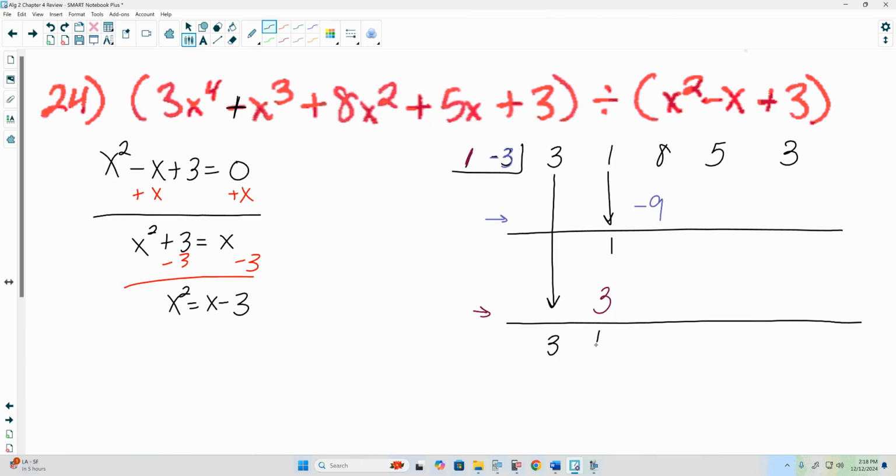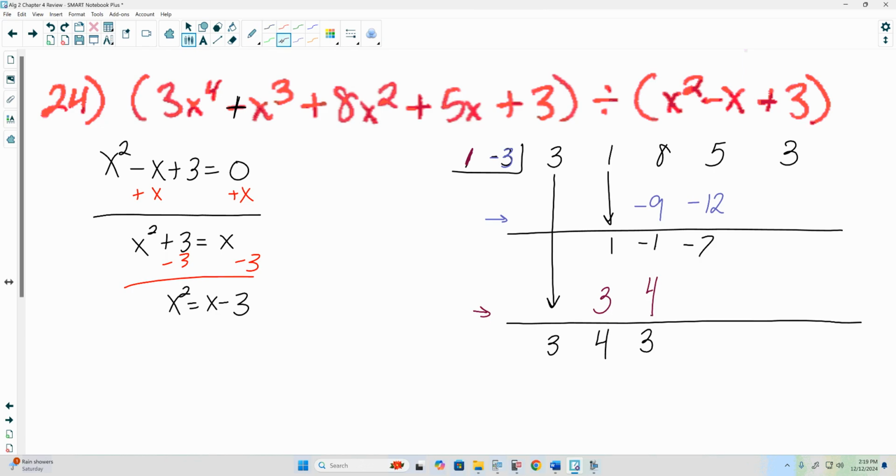1 plus 3 is 4. 8 plus negative 9 is negative 1. Now we do the multiplication again. So we're going to say 1 times 4 this time, which is 4. And then we have negative 3 times 4, which is negative 12. Again, we're going to add straight down, so negative 1 plus 4 is 3. 5 plus negative 12 would be negative 7.